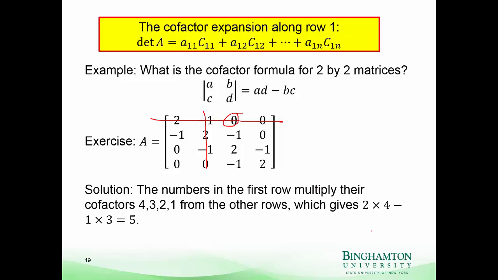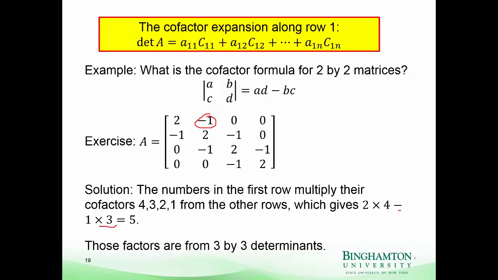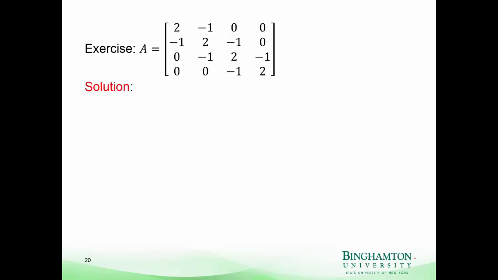So why would we even bother computing those? So we're going to have the first element 2 times 4, and then technically these are the cofactors without the signs. So then the next one would be, actually no, I'm sorry, there is a negative sign there, so those cofactors are correct. So then we would have a -1 times a 3, and that's why we get the negative sign there, and we get our 5. So those factors come from the 3x3 determinants that would arise from this.